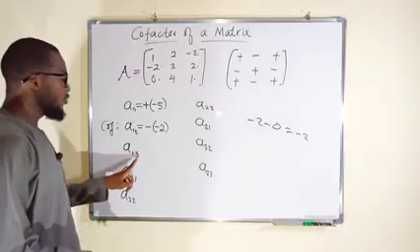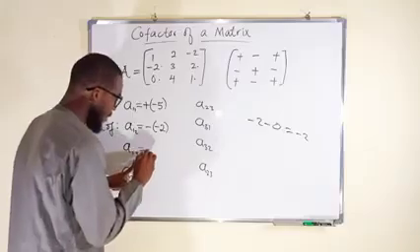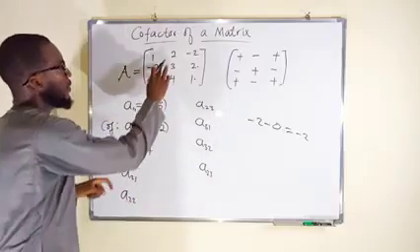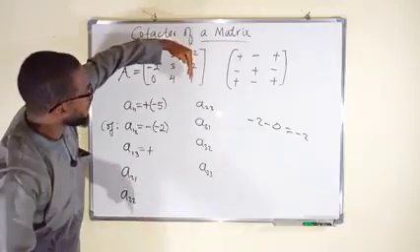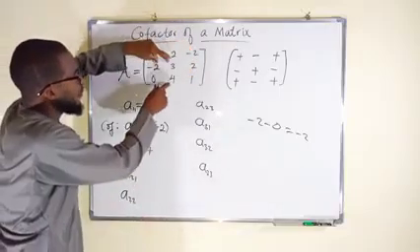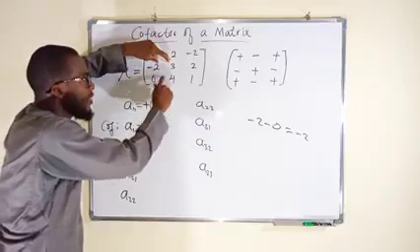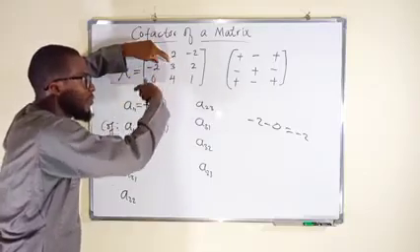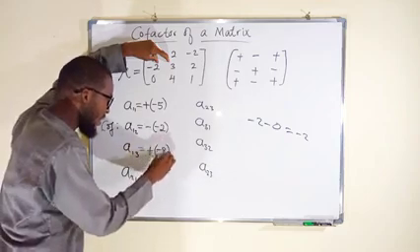Okay, moving on to A13. A13 is positive. A13, we close this, we close that. These are the only 4 elements we have. This time this is -8, this time this is 0. -8 minus 0 is still -8. So this is -8.